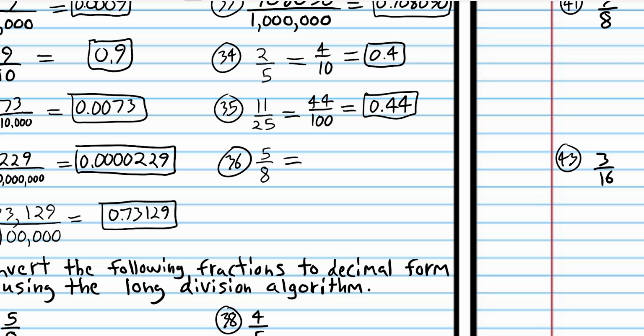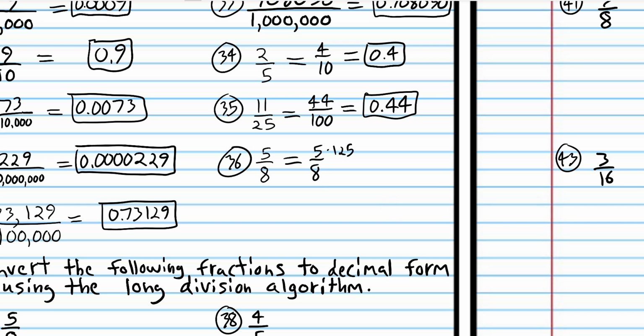So again, we're looking for denominators that are powers of 10. So we need to change 8 so that it becomes 1,000, you see. So what do we multiply 8 by to get 1,000? Well, that's not very easy to figure out. But it turns out that you're going to multiply both sides by 125.